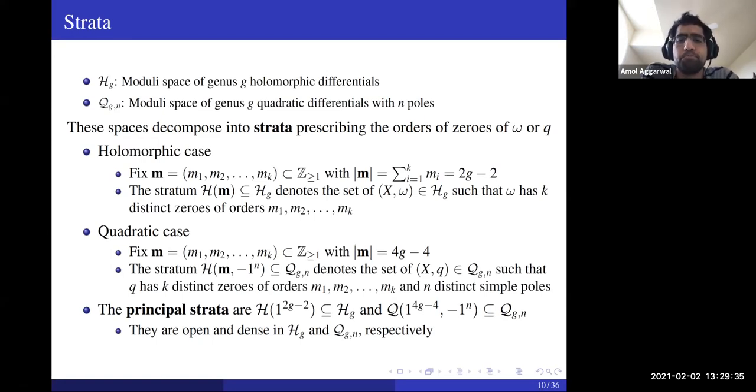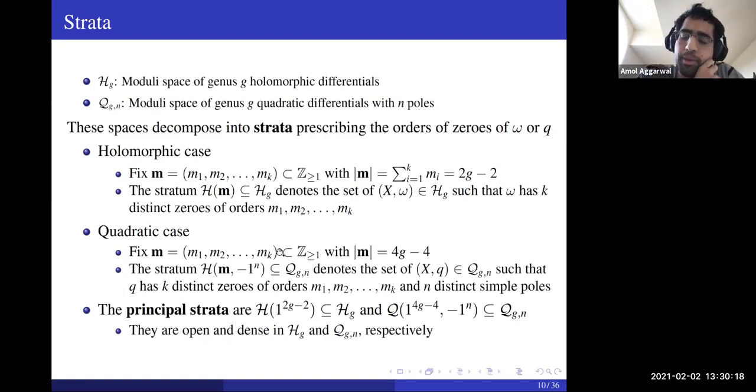The stratum H(m) denotes the set of all (X, omega) in the holomorphic differentials such that omega has k distinct zeros, and those zeros are exactly of order m1, m2, all the way to mk. So m is simply indexing how many zeros there are and what their orders are. Likewise, in the quadratic case, we do something almost identical. We fix some m, which prescribes the orders of the zeros of Q, but we also have an integer n that describes how many poles there are, which all have to be simple. So the stratum H(m, minus one to the n) denotes the set of (X, Q) such that Q has k distinct zeros of orders prescribed by m and n distinct simple poles.